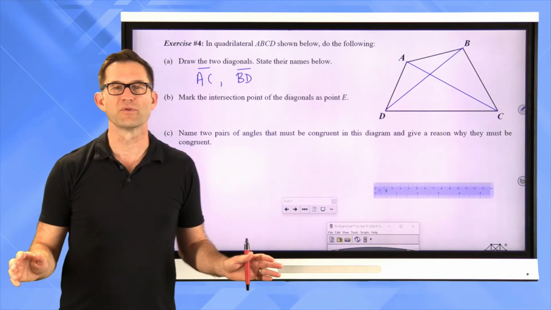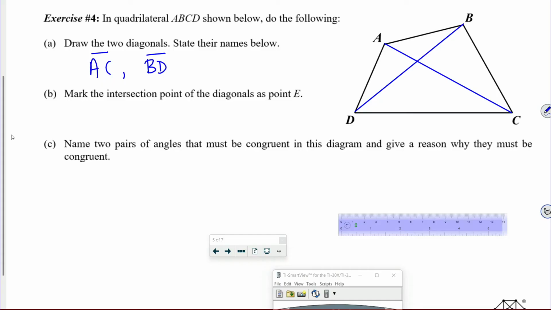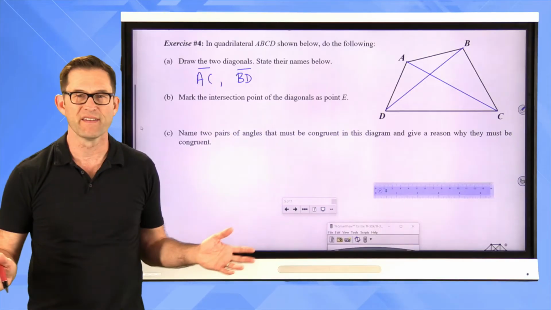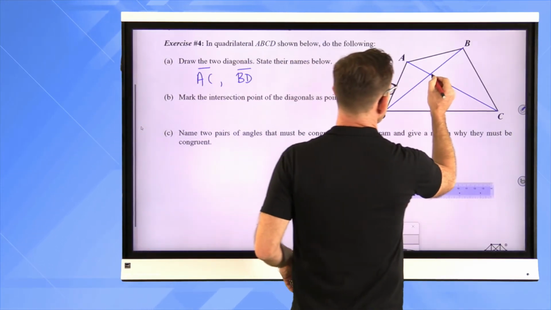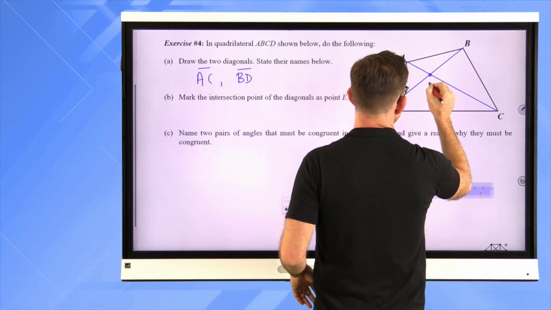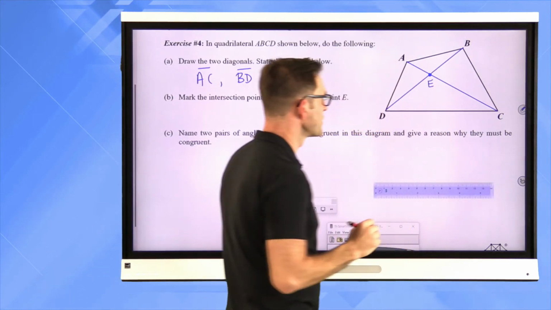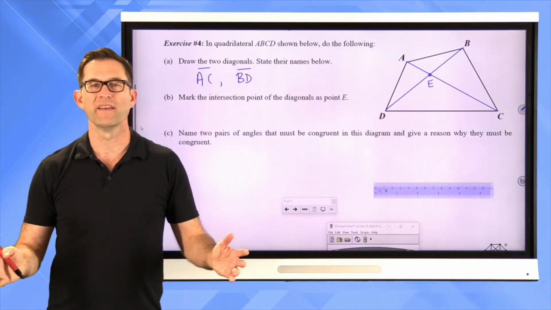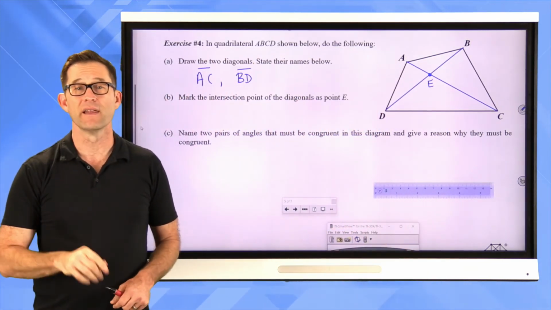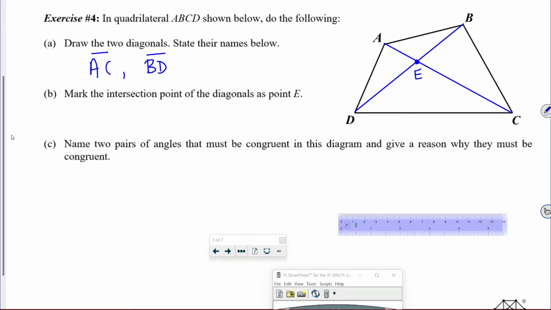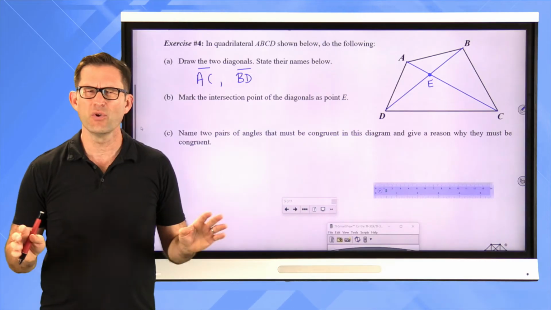Now letter B is super simple. Let's do this one together. Mark the intersection point of the diagonals as point E. All right, that's easy. We've done so much work with intersections that you certainly should know what an intersection point is, but point E. All right, finally, letter C. Name two pairs of angles that must be congruent in this diagram and give a reason why they must be congruent.